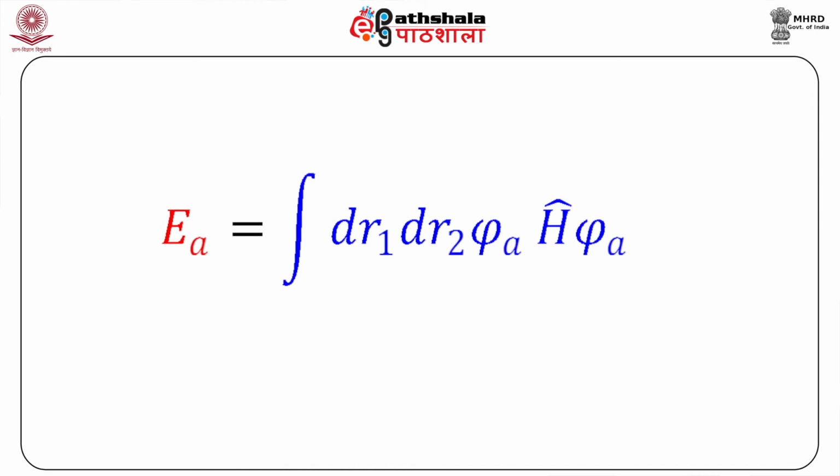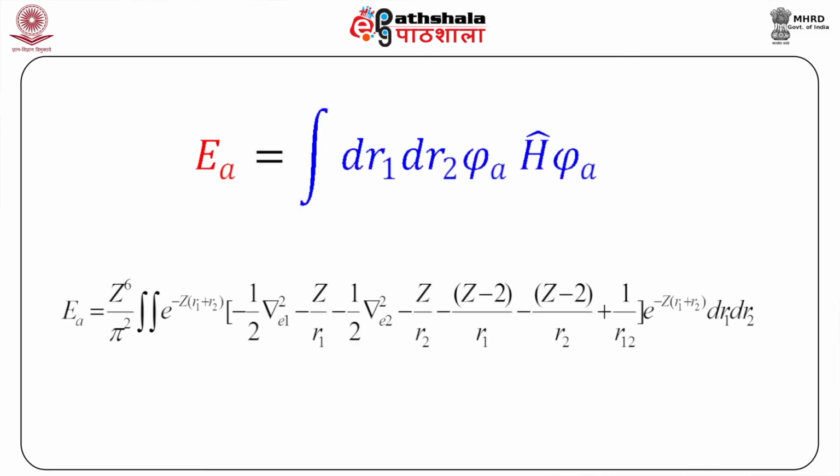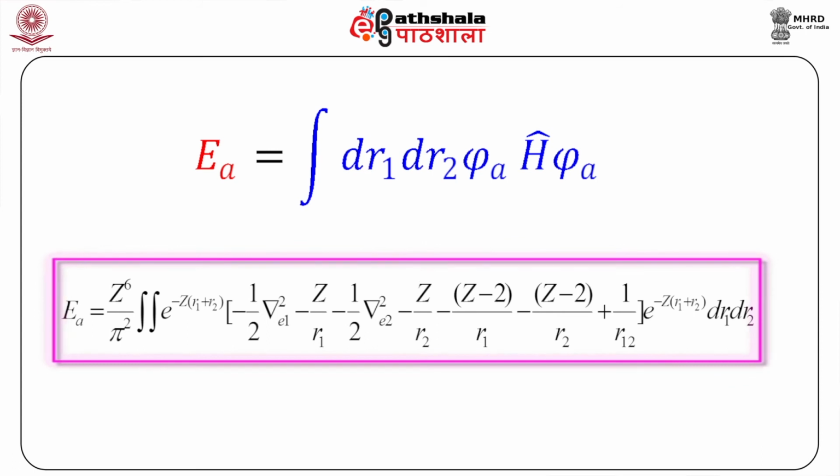Substituting the trial function and Hamiltonian in equation 16 gives us equation 16a for approximate energy, which is EA equals Z^6 by pi squared into double integral e to the power minus Z into (r1 plus r2) into minus 1 by 2 del1 squared minus Z by r1 minus 1 by 2 del2 squared minus Z by r2 minus (Z minus 2) by r1 minus (Z minus 2) by r2 plus 1 by r12, into e to the power minus Z into (r1 plus r2) dr1 dr2.